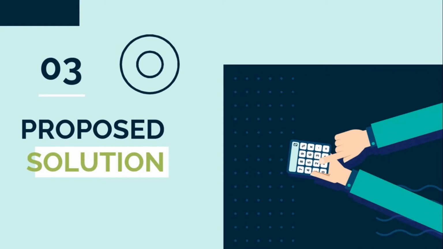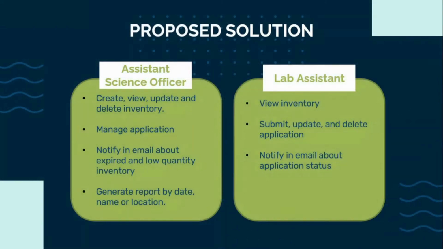Third, proposed solution. These are the proposed solutions based on the 3 problems. There will be 2 users for the system, Assistant Science Officer and Lab Assistant. For Assistant Science Officer, they can create, view, update and delete inventory. They can also manage applications, be notified by email about expired and low quantity inventory, and generate reports by date, name or location. Lab Assistant can view inventory, submit, update and delete applications, and also be notified by email about application status.